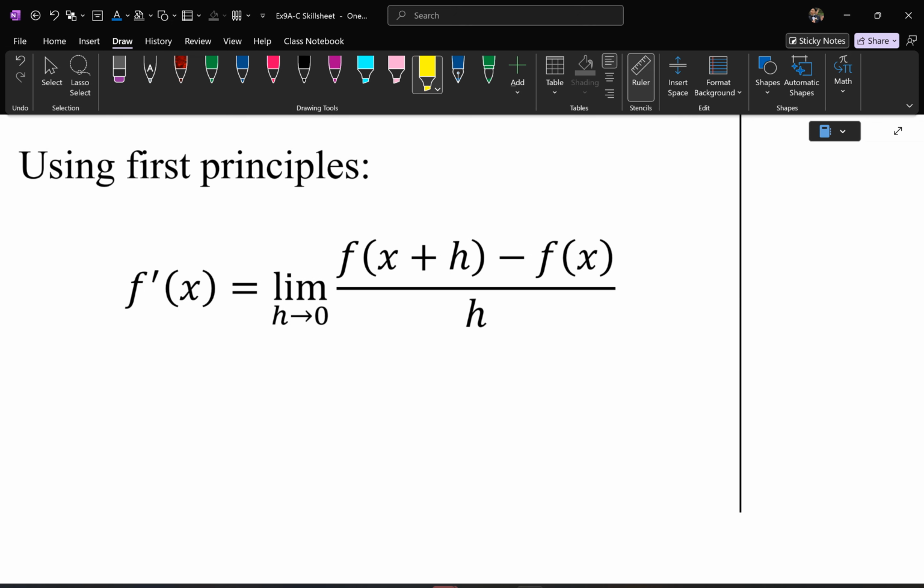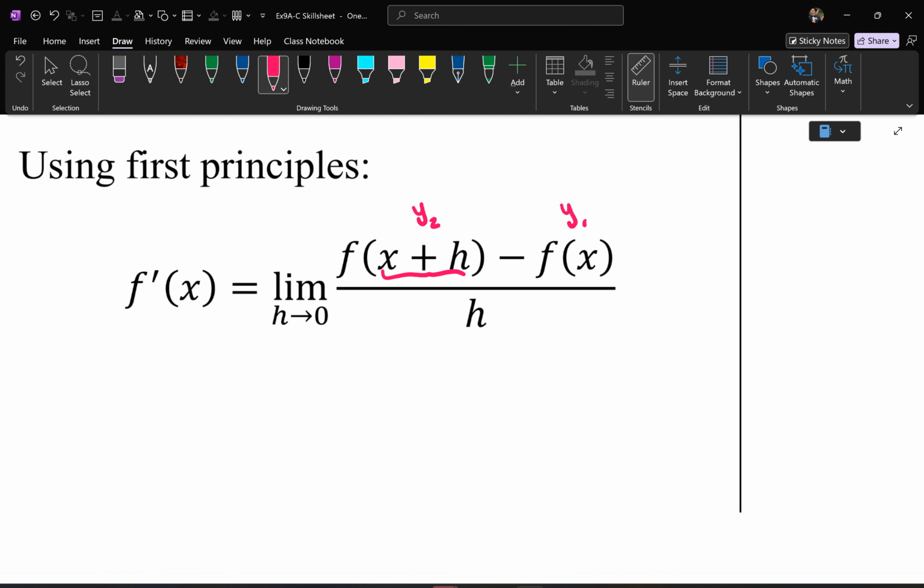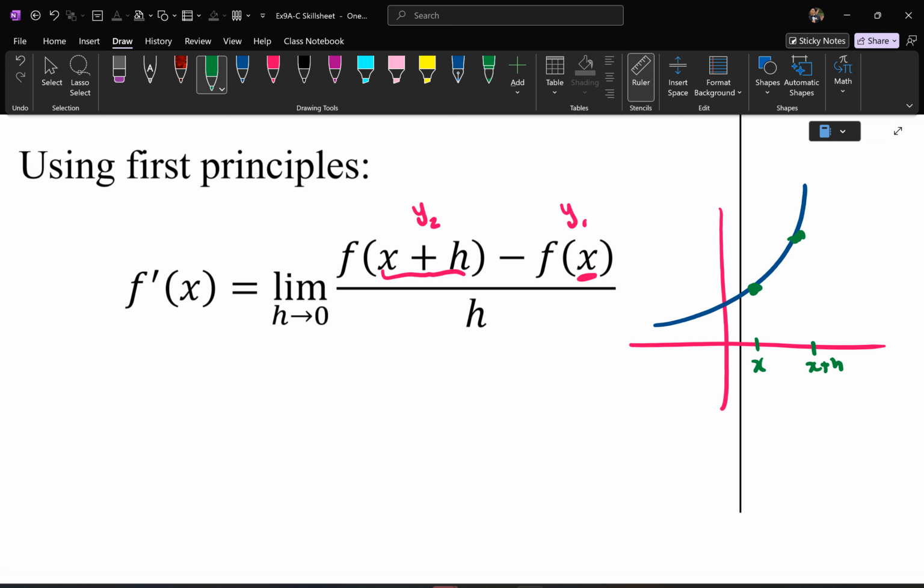First principles, if you don't realize, this is actually y2 minus y1. And if you do simplify it, you realize that x2 would be x plus h minus x1. That's why it ends up being just h on the bottom. So technically that is the gradient formula. So what I'm saying there is, if you had a graph, and this was x, and the next point was x plus h, then finding the y value would be f of whatever x is. So substituting x into the function will give me the y value.